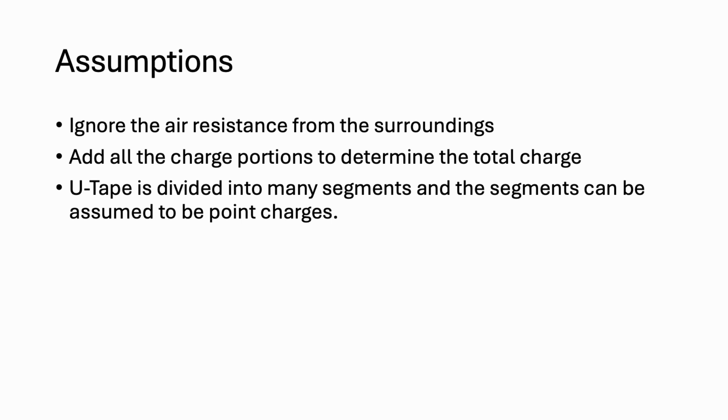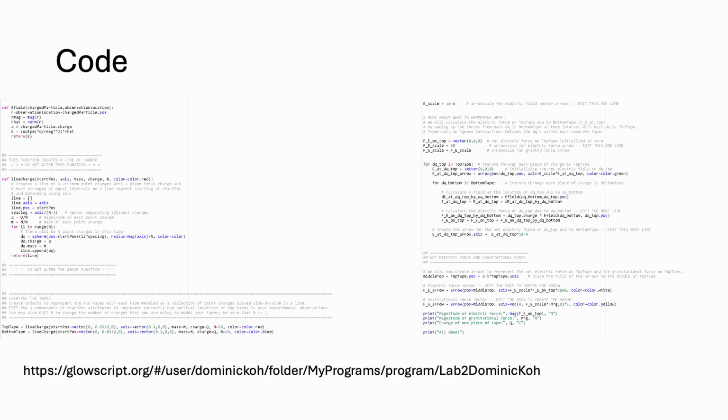Some of the assumptions that we have to make for this lab are ignoring air resistance, adding all the charged portions to determine the total charge. The tape is also divided into many segments, and those segments are assumed to be point charges. Here's the code that we use.